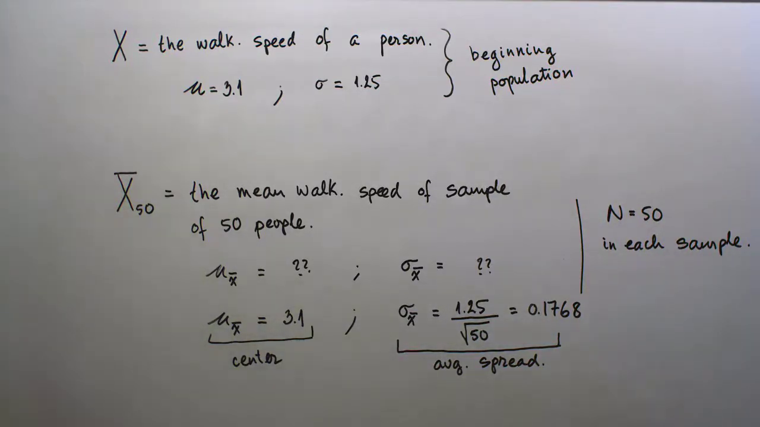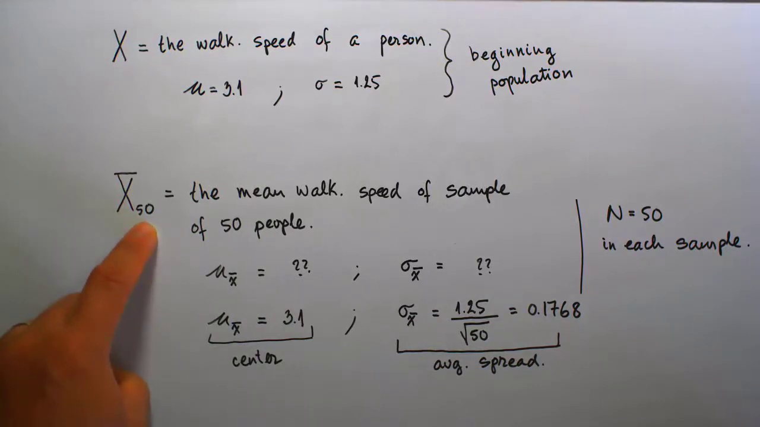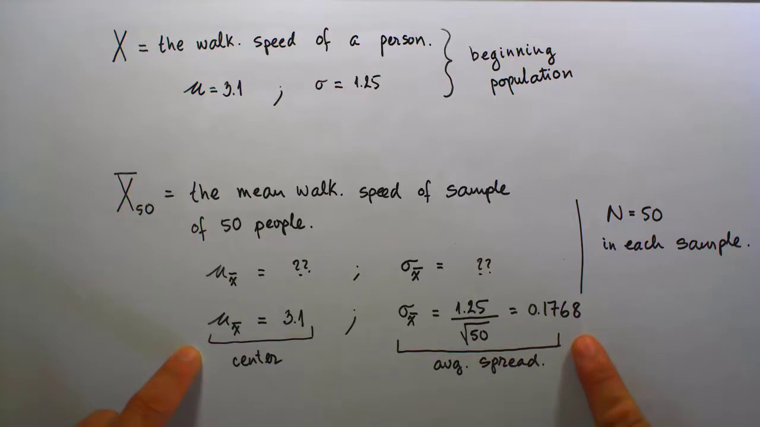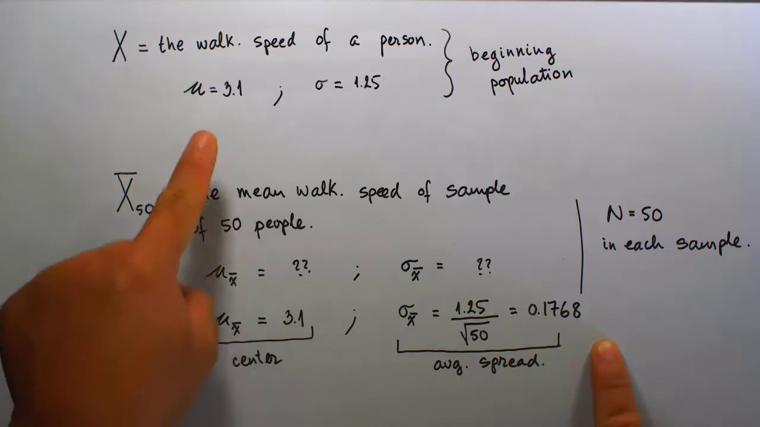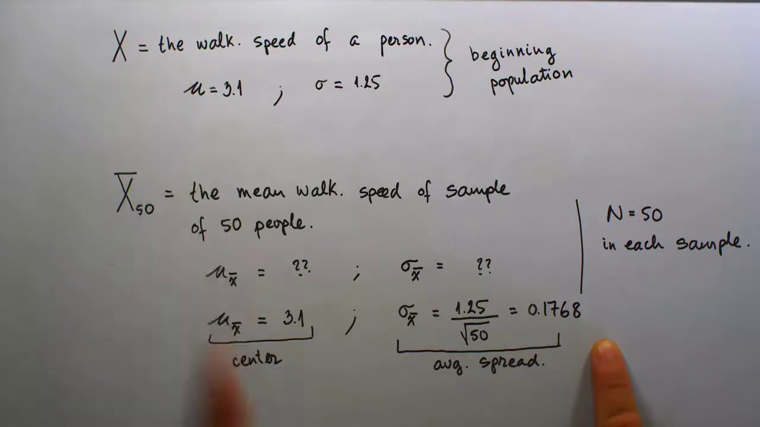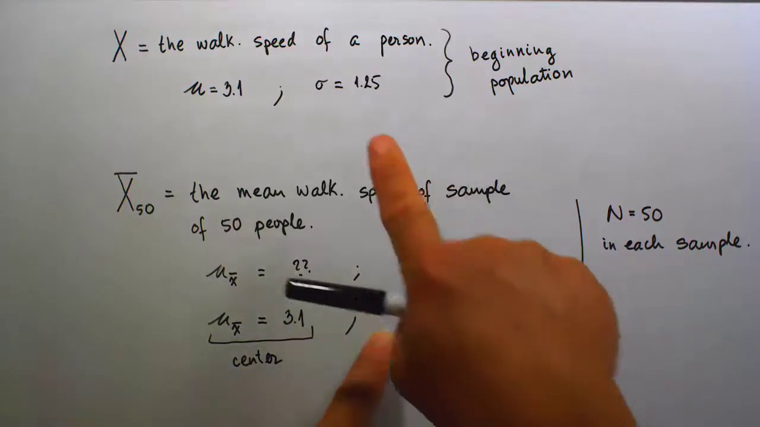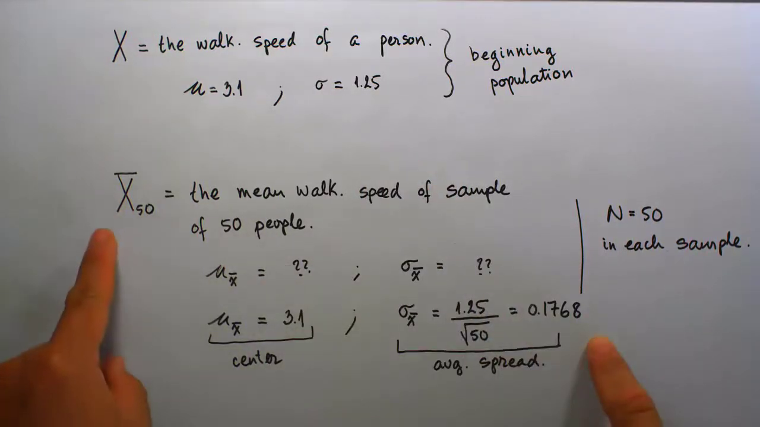And so now, after we recognize that we're working with a sampling distribution of the mean where the sample size is 50 in each sample, even though it's not specifically asked, it is now our responsibility to be able to answer these two important questions. Mu x bar, the center of this population, is also at 3.1, the same as the center of our beginning population. Sigma x bar is not exactly 1.25 because in the end we're in a different population compared to our beginning population.